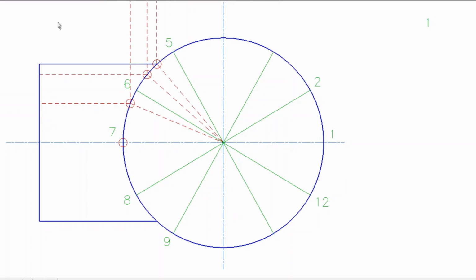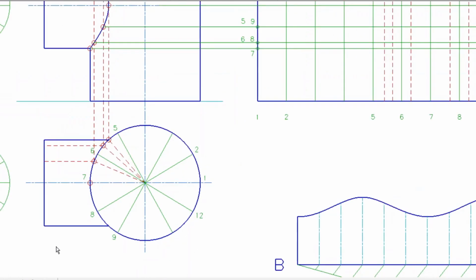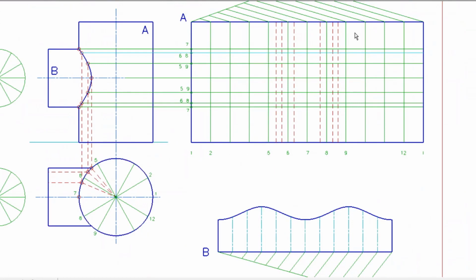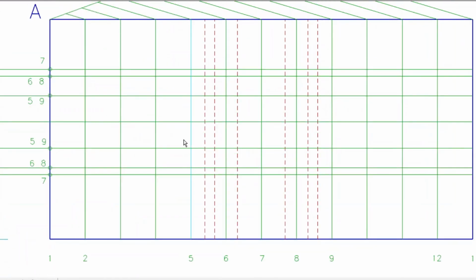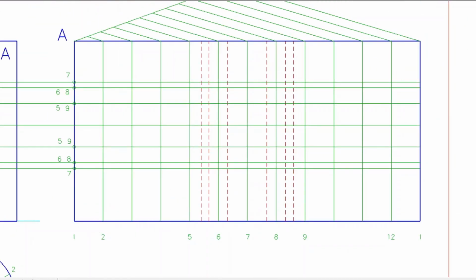Now, I'm going to show you today how to do it accurately, but we will see that it makes very, very little difference. While technically not correct, you can do that in the exam. So what I want you to do is go back to the development of the primary, where you can see that I actually numbered it. I divided it into 12 like before, and I started at 1. So I numbered it 1, 2, 3, 4, 5, 6, 7, 8, 9, 10, 11, 12, back to 1.